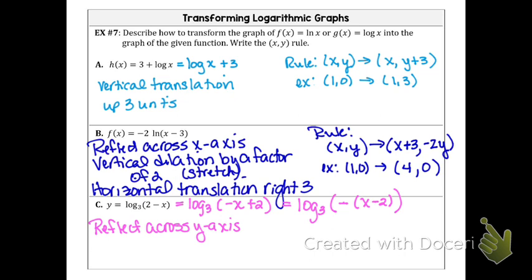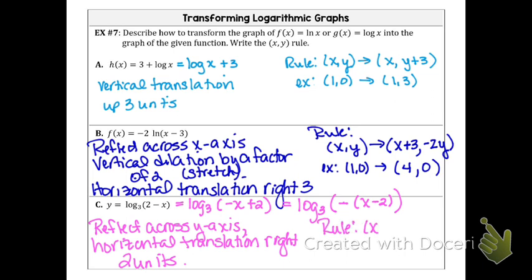And then the x minus 2 tells me we're going to move 2 units to the right. So it's going to be a horizontal translation, right 2 units. All right, and so the rule, we have (x, y) that's going to become (negative x plus 2, comma, the y value).